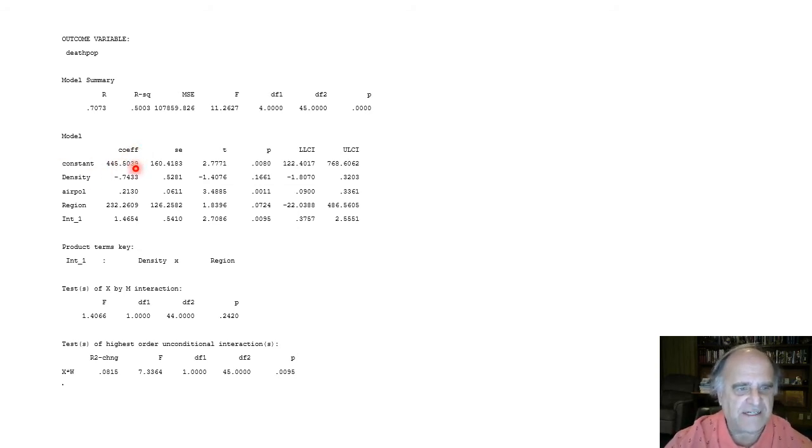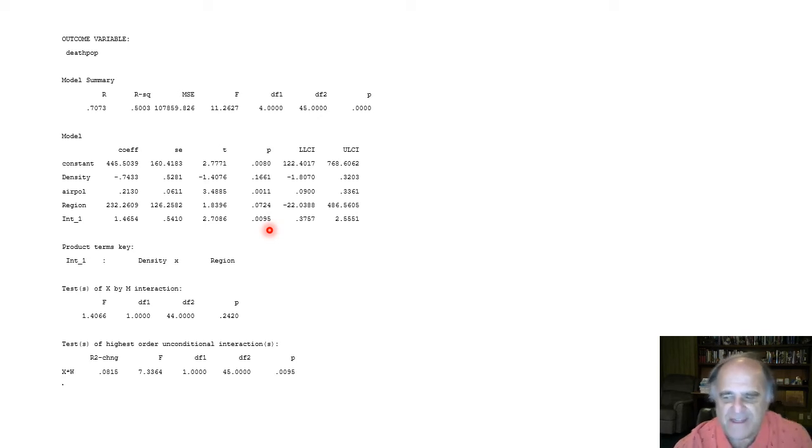But we get our constant. We get our effect for density. You see, density now is actually itself not significant. So the effect of density is not significant. Air pollution is significant. Of course, in this case, we did not have a moderator between air pollution and deaths. Region is not significant. Region now becomes non-significant, but the interaction is significant. So this interaction between density and region is significant.